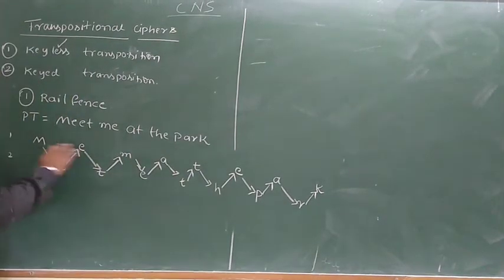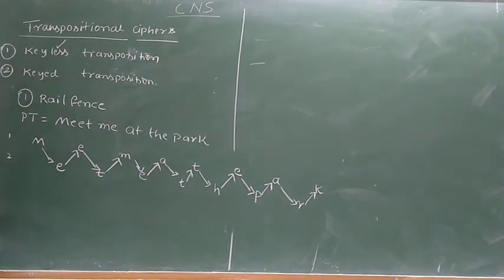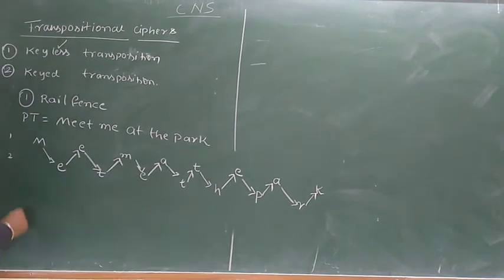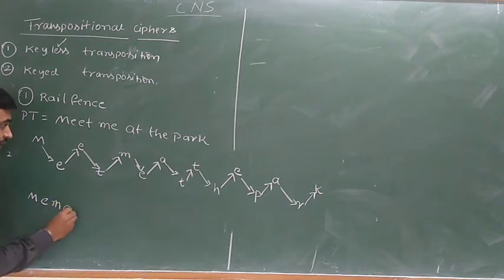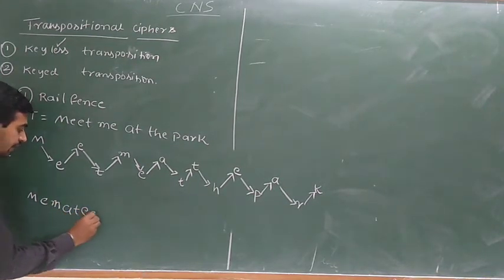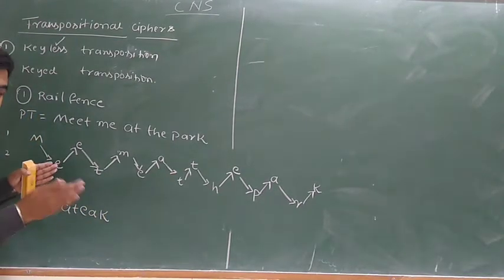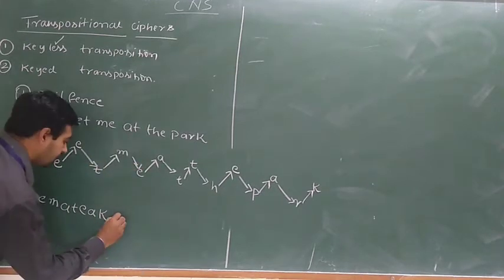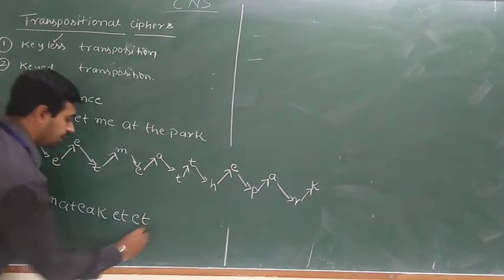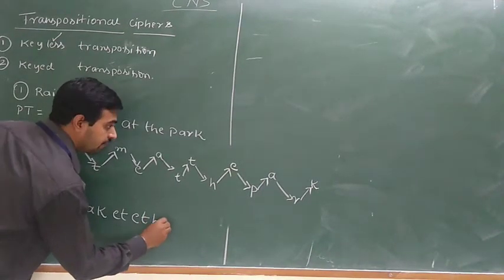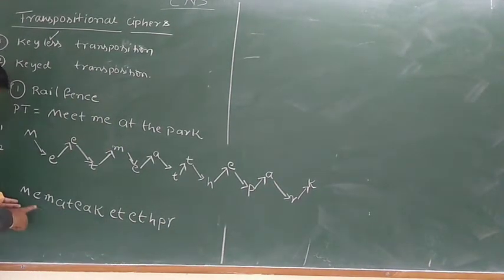Now these words are arranged. How is it being enciphered? First we need to select the first level values. The values are M, E, M, A, T, E, A, K. Don't leave any space. Without leaving any space, continue with level 2 also: E, T, E, T, H, and so on, giving one statement here.